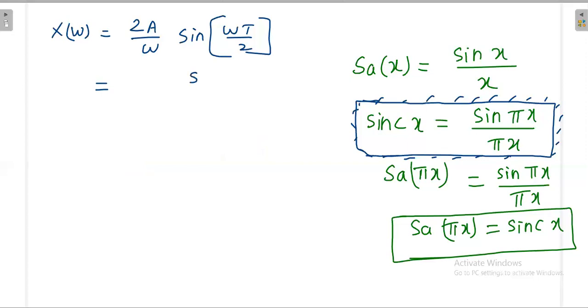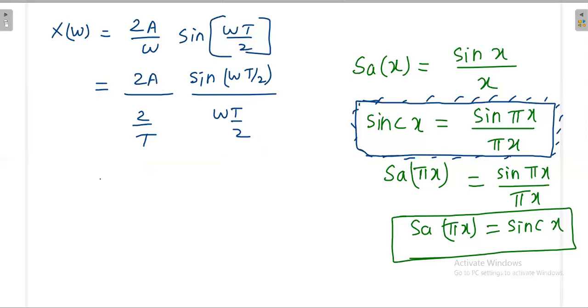See, this sine is there with you. Once the sine is there, this is omega T by 2. Then omega is already there here, so I should have T by 2, so I will form T by 2 here. That means 2 by T, and already in the numerator 2A is there. If it goes up, it becomes AT. Then sine something divided by something, sine x divided by x, I can write as Sa of omega T by 2.